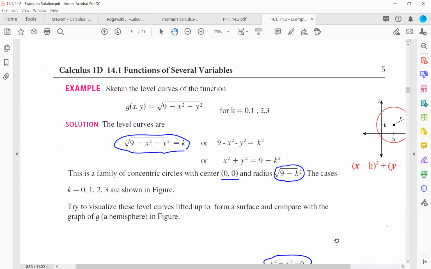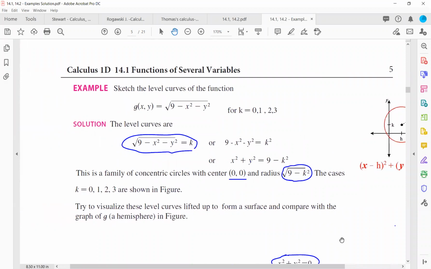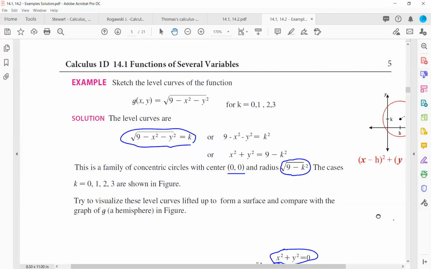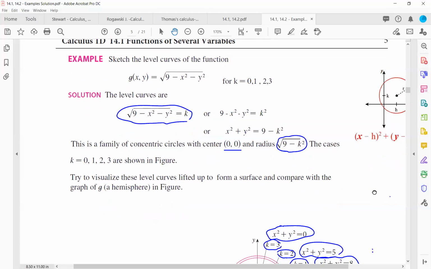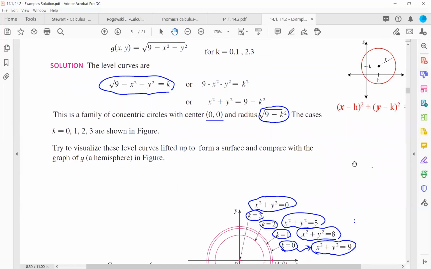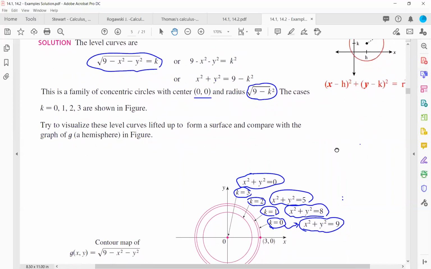Okay, here we have different values for our k. k can be 0, k can be 1, k can be 2, k can be 3, and k cannot be 4, for example, k cannot be 5, for example, because it's out of the domain of the square root. Now let us graph the level curves for this function. When k is equal to 0, you have x squared plus y squared equals 9 minus 0, which is this larger circle.